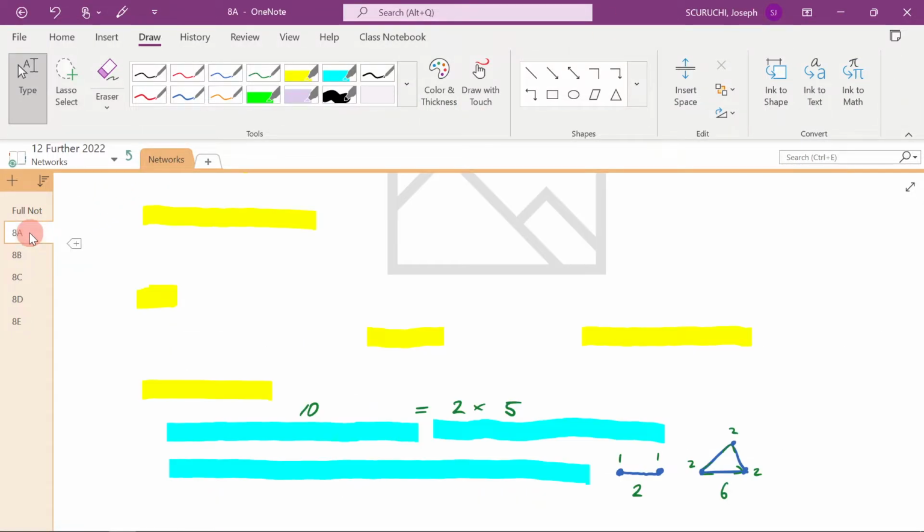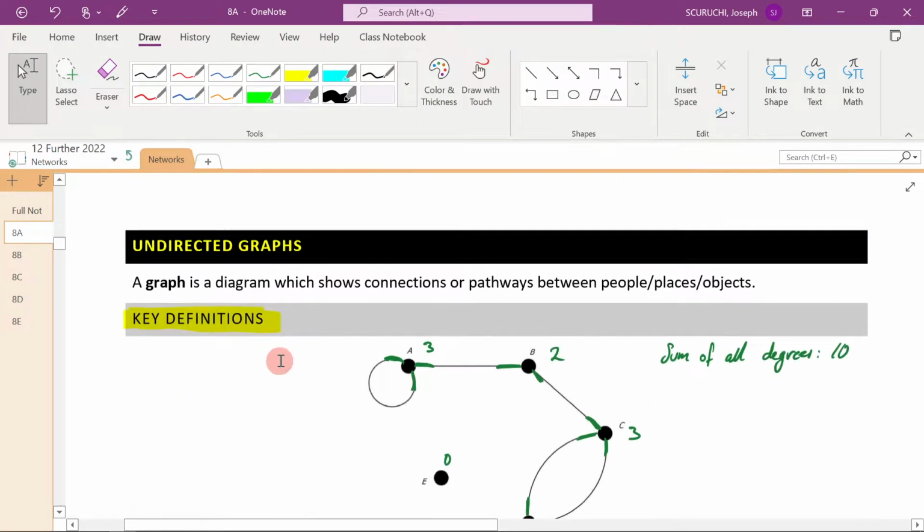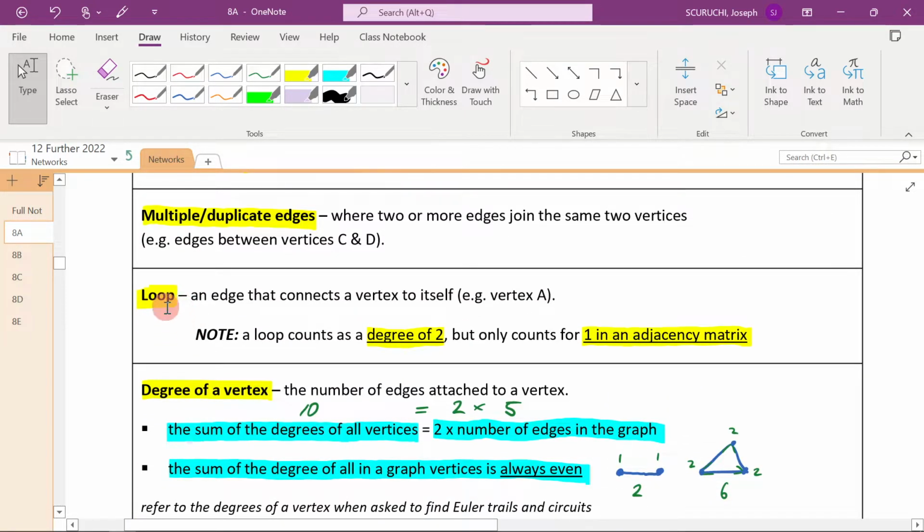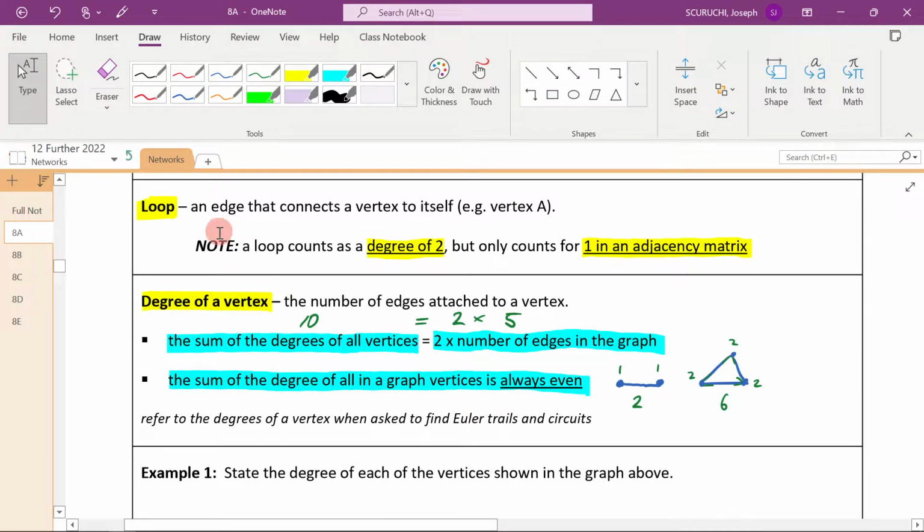So let me come back to 8a's notes. And remember on the first page here, when we were going through our key definitions, when we were talking about loops, we said something very important. And that is, a loop counts as a degree 2. But here it says, but only counts for 1 in an adjacency matrix. So what does that mean?